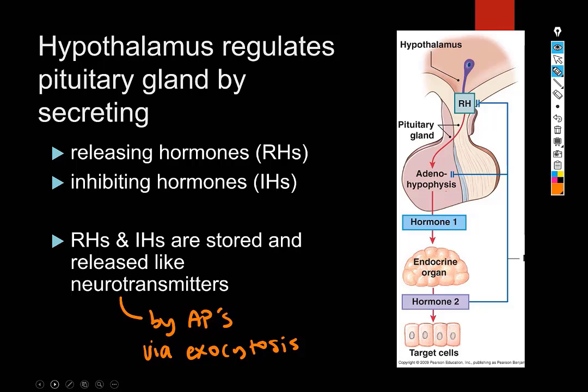The adenohypophysis, in response to the releasing hormone, is going to release hormone number 1. So this hormone right here is not the same as the releasing hormone. The releasing hormone caused the release of this hormone. That hormone is going to travel to an endocrine gland and act on hormone number 2. Hormone number 2 is going to travel in the blood to its target cells, but also it's going to travel in the blood back to the adenohypophysis and back to the hypothalamus to inhibit its own production by inhibiting the production of the releasing hormone and inhibiting the production of hormone number 1.